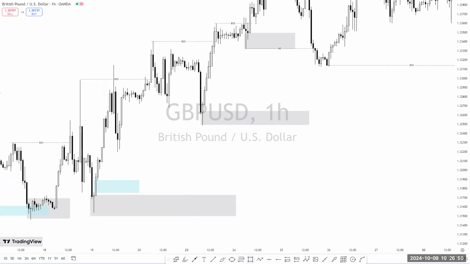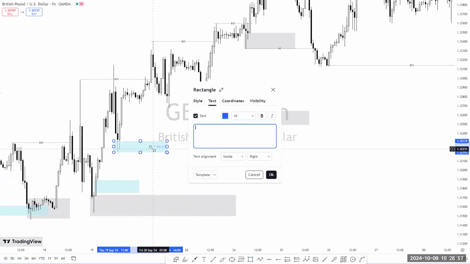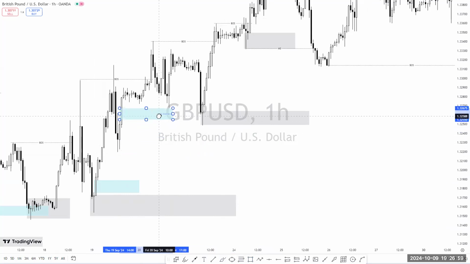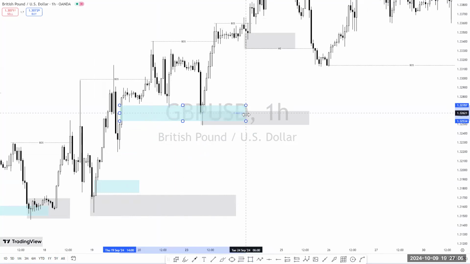All right. We have another block here that I did not mark. Other blocks are everywhere in the market. All right. And we have an imbalance, what we call a fair value gap. We discover that price retraced back to the imbalance, right? And started going up.